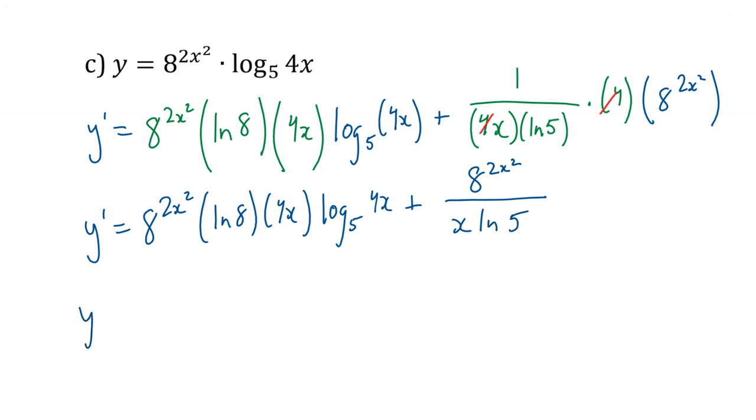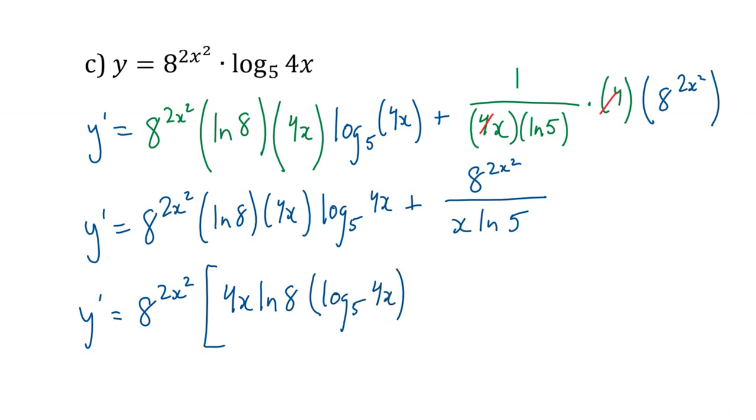This isn't going to help much, but it is something that you always want to be aware of, that that exponential part could factor out if for some reason I wanted it to. Let's see what happens in this case. Ln of 8. Actually, I'll do it this way. 4x ln 8 times log 5 of 4x plus 1 over x ln 5.